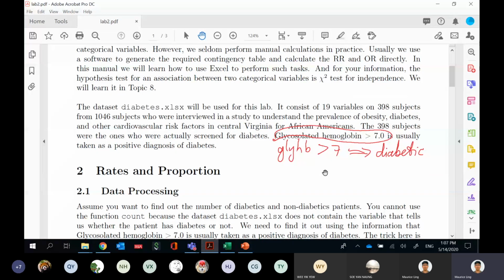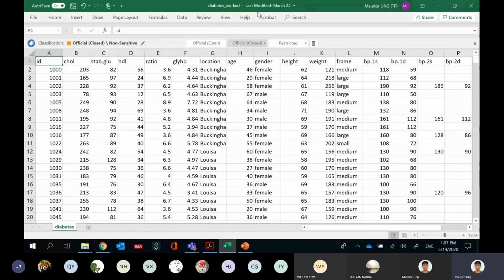So let's open up your diabetes data set. Here I call it diabetes work because I want to mess up my original data. So all of you open it up.